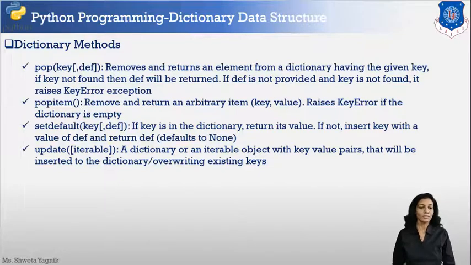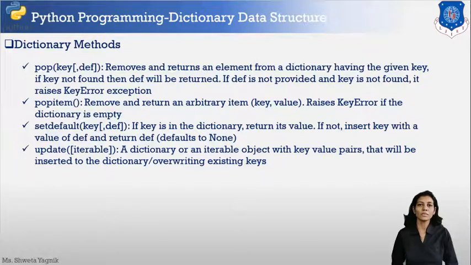Then the next method that we are going to see is popitem. It removes and returns an arbitrary item from the dictionary, because dictionary is an unordered collection of key value pairs, right? So it will not return a specific value. It will return an arbitrary item from the given dictionary. So it raises a key error if the dictionary is empty.